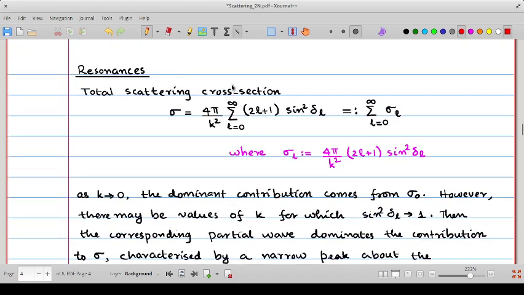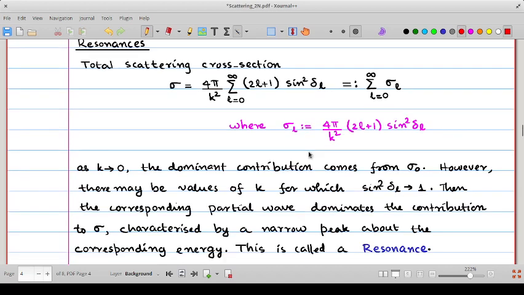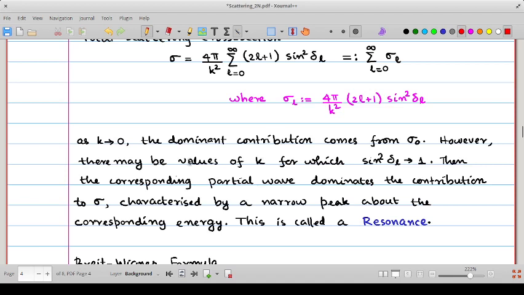Now we consider what are called resonances. The total scattering cross section can be written as the sum of scattering cross sections from individual partial waves. We call the contribution from individual or l partial wave sigma l, and then the total scattering cross section is sum over l running from 0 to infinity of sigma l, and the individual scattering cross section is given by 4 pi by k square (2l plus 1) sine square delta l. Now as k tends to 0, as we have already seen, the dominant contribution comes from sigma 0. That is the l equal to 0 partial wave, the S wave.